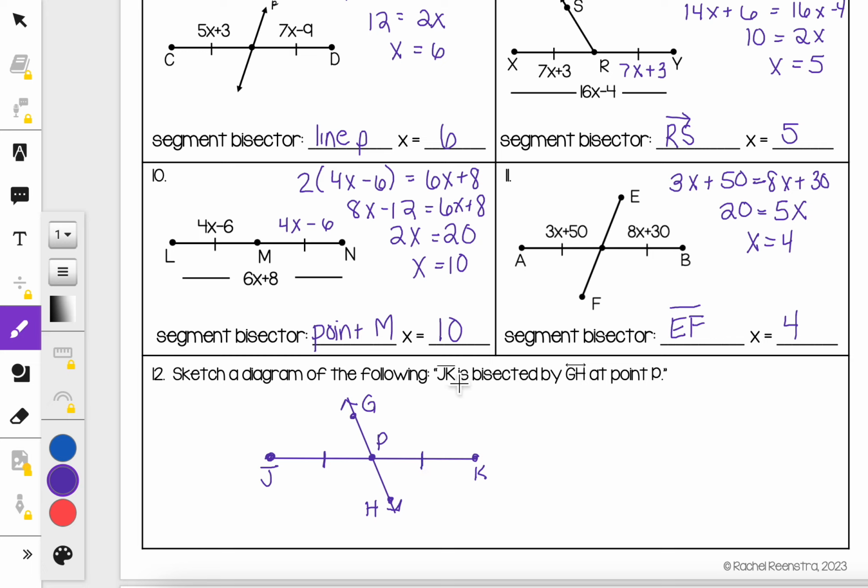I'm going to go back and make sure I have everything that I need. I have segment JK. It is bisected by line GH at point P. So it looks like I have everything notated in this drawing accurately.